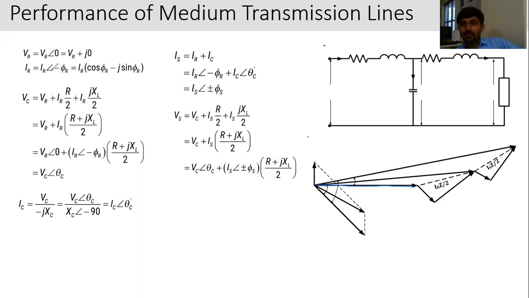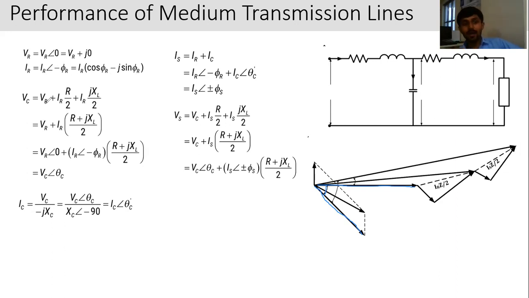We define the power factor, and from the power factor we take the inverse to get the angle. So we get IR. This is our IR, and this is the angle. After that, we have to find out VC. VC is equal to VR plus IR R by 2 plus IR jXL by 2.